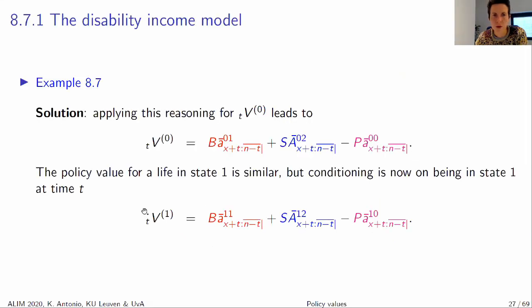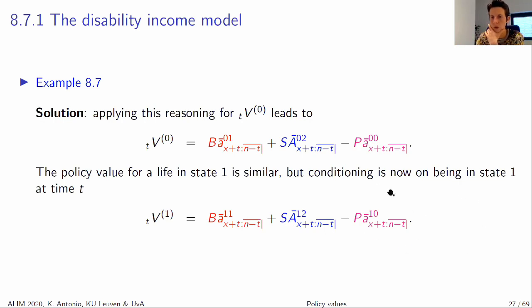So if we look at the policy value at time T for a policyholder in state one, then I can say I've got the sickness benefit that has to be paid while somebody's in state one, and the lump sum that has to be paid if we make the transition into state two. Do note that at time T we are in state one, but this product also includes the possibility that you make this transition into state two, either from state one at a certain point in time or from state zero, of course.